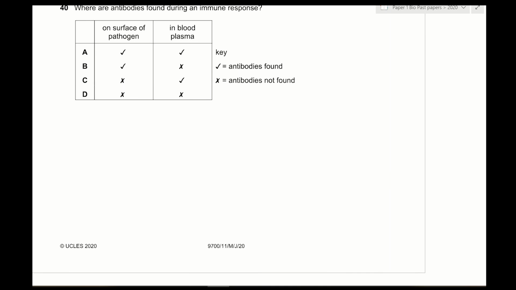Question number 40. Where are antibodies found during an immune response? Now, during an immune response, B cells are stimulated to divide, the ones which are complementary to that antigen, forming plasma cells. These plasma cells release antibodies. Therefore, these antibodies bind to the surface receptors of pathogens, and because they are released by plasma cells, they are going to be found in the bloodstream, also in the blood, in the plasma. Therefore, A is going to be the correct answer.